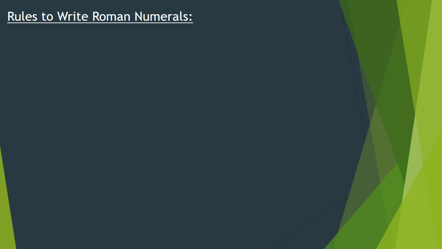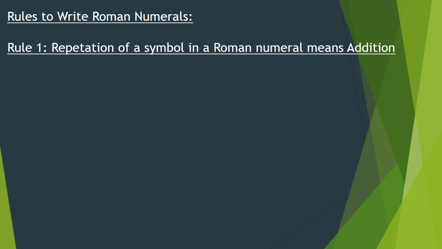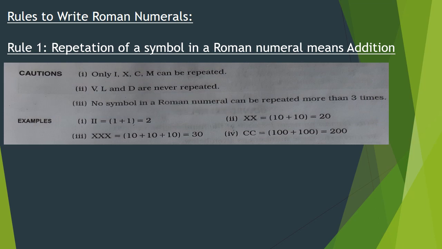Let's see what are the rules that are there to write Roman numerals. Rule number 1 says that repetition of a symbol in a Roman numerals means addition. That is, whenever we repeat a digit or a Roman numeral, it means we are adding it. Like for example, we are repeating I 2 times, that is 1 plus 1 becomes 2. We are repeating X 3 times, that is 10, 10, 10 is equals to 30.